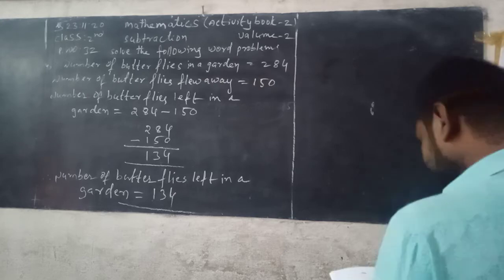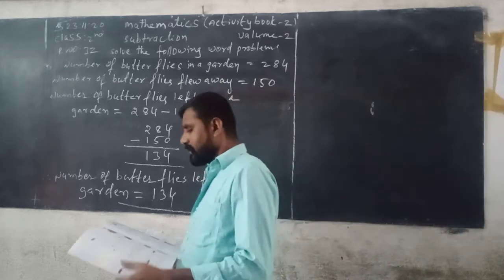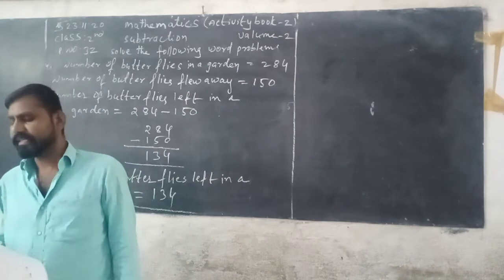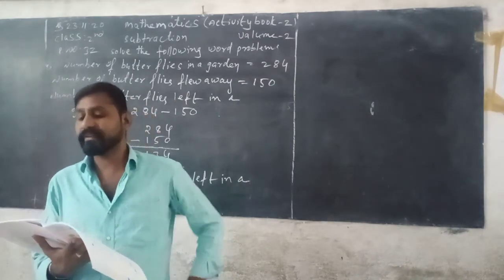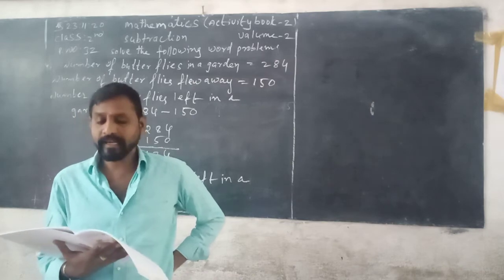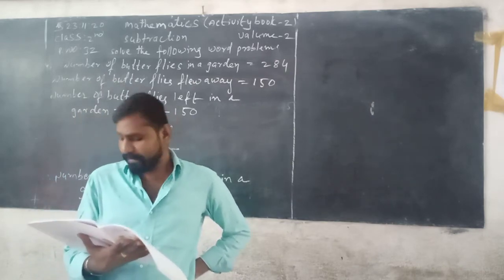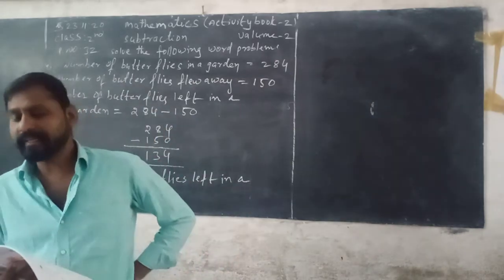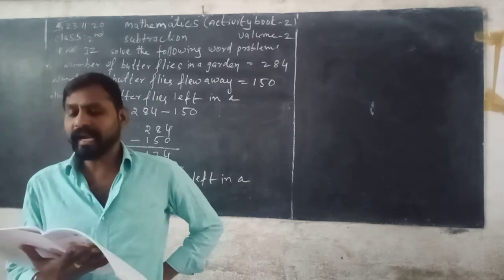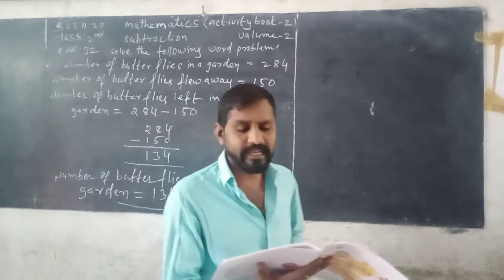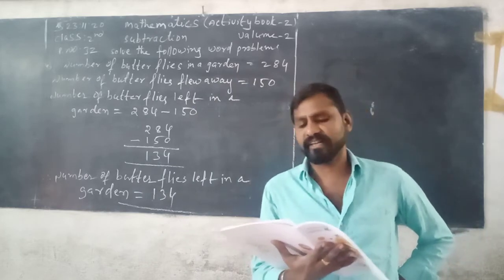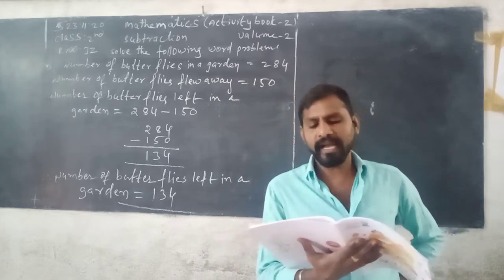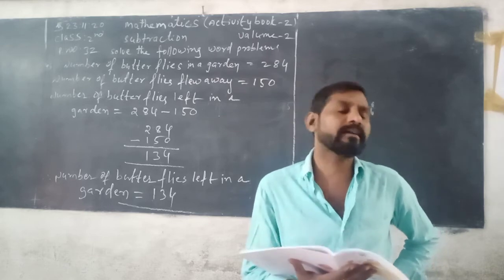Now next one is Miss Mary had 373 apples with her. See here, page number 33. Miss Mary had 373 apples with her, out of which 9 were rotten. How many good apples does Miss Mary have?